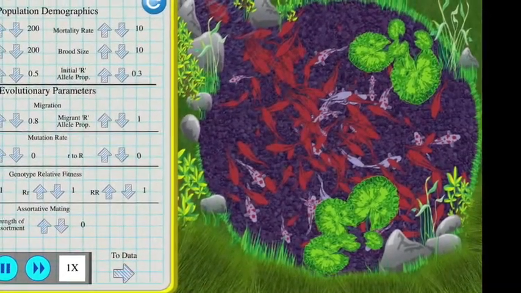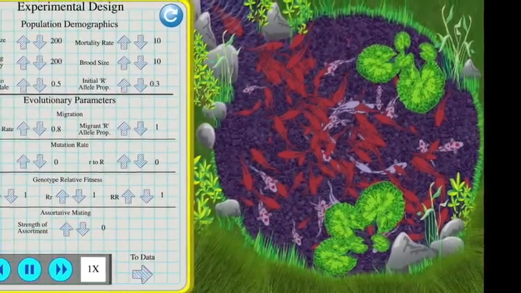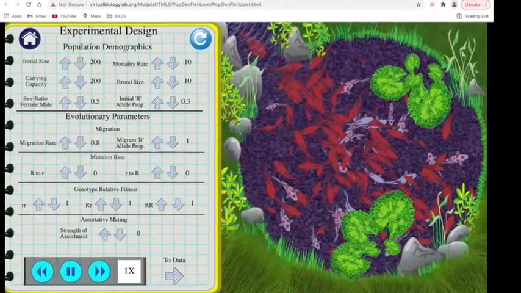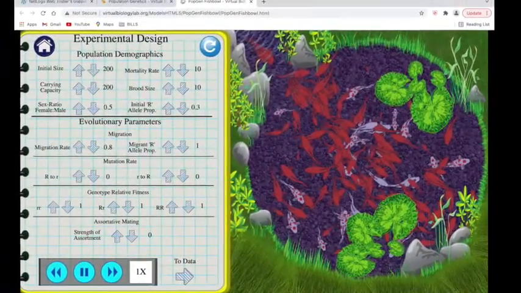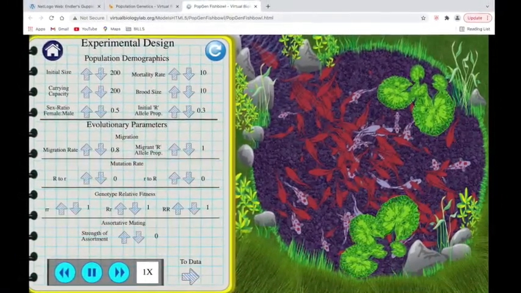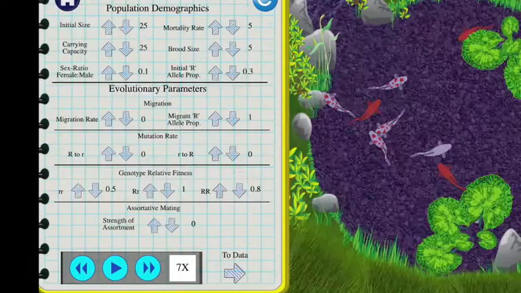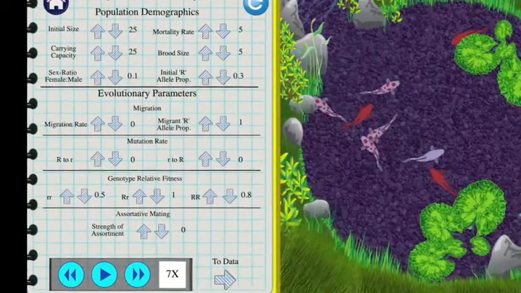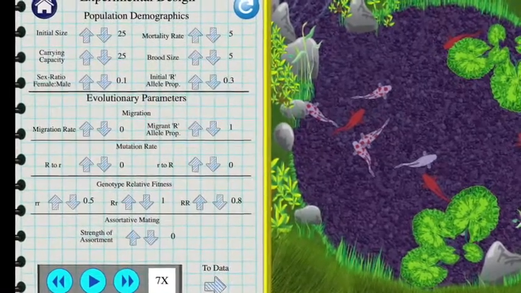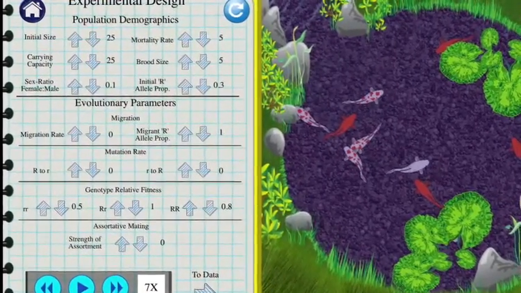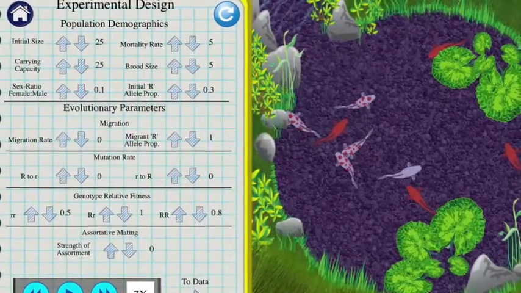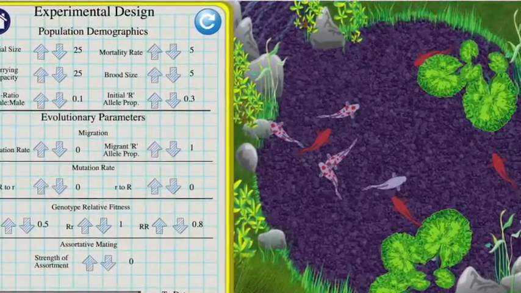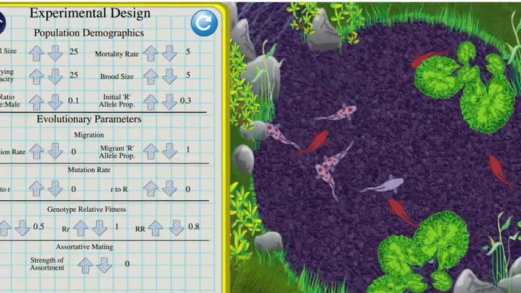The first parameter that I manipulated was the migration by increasing it by 0.8. The major finding that I saw was that capital RR fish, also known as mutant fish, increased while lowercase rr and uppercase R lowercase r fish decreased. The second parameter that I manipulated was the number of mutant fish, also known as capital RR fish, by increasing it. The major finding was that almost all koi fish, lowercase rr, uppercase R lowercase r, and including the mutant fish, capital RR fish, have decreased significantly.